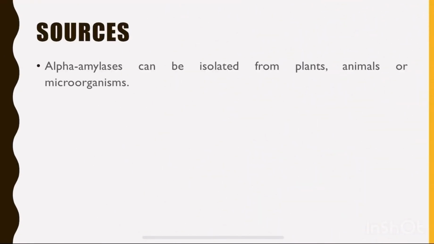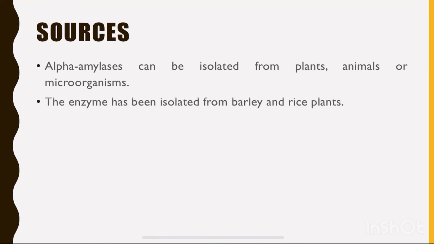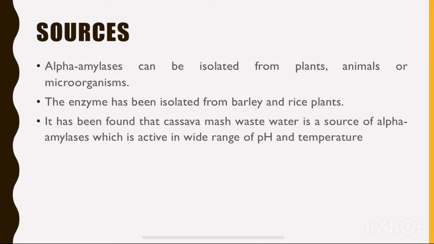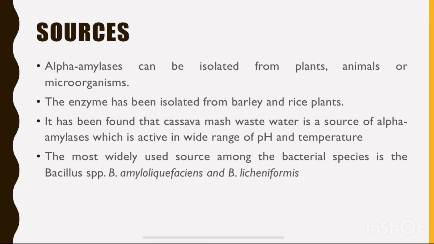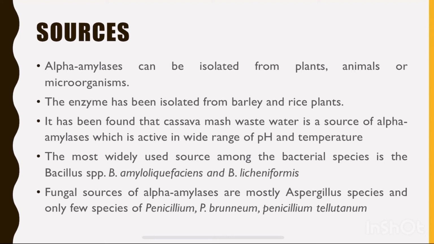Sources. Alpha amylases can be isolated from plants, animals, or microorganisms. The enzyme has been isolated from barley and rice plants. It has been found that cassava mash waste water is a source of alpha amylases, which is active in a wide range of pH and temperature. The most widely used source among the bacterial species is the Bacillus species, Bacillus amyloliquefaciens and Bacillus licheniformis. Fungal sources of alpha amylases are mostly Aspergillus species and only a few other Penicillium species.